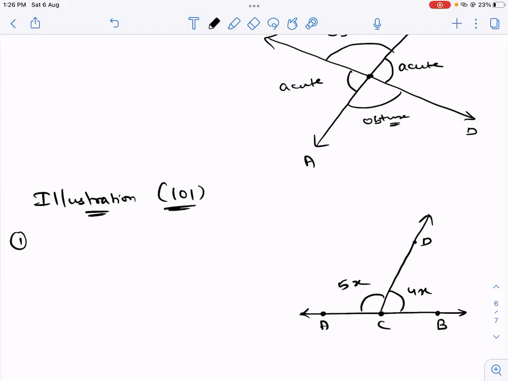Simplest problem. Right? So 9x will be equal to 180 degrees, which implies x is equal to 20. So what is going to be 5x? It is 100. And 4x is obviously going to be 80, such that the sum of both is 180.